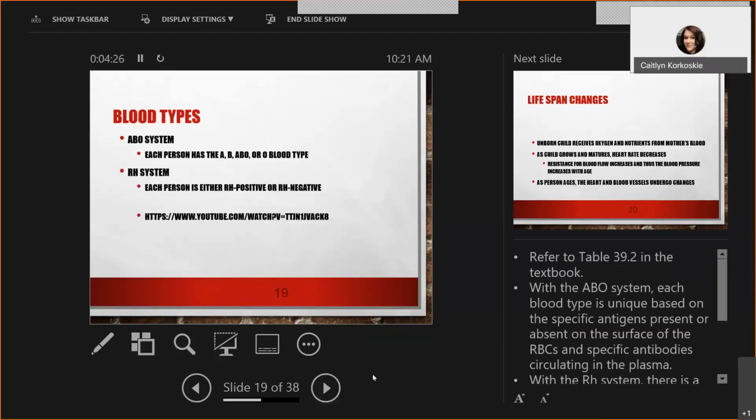Okay, so let's go through blood types. Are you familiar with blood types? Yeah, we went over it last week. Okay, perfect. So just a refresher.